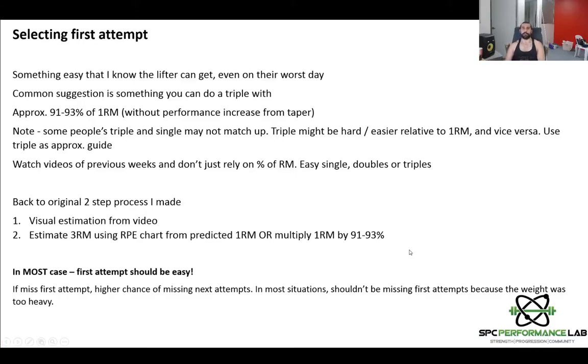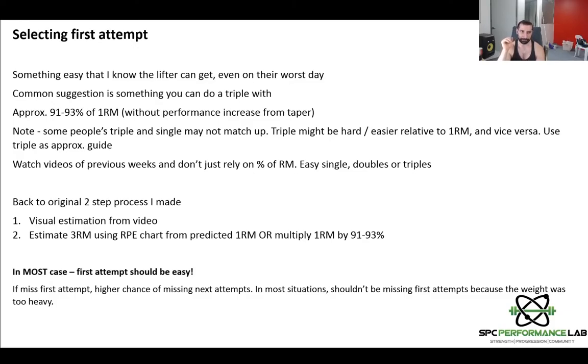Now, in terms of selecting the first attempt, I want to pick something that is easy and I know the lifter can get even on their worst day. So if they came in feeling horrible, sick, they broke up with their partner, they didn't get much sleep, I don't know, something went wrong. Even on their worst day, I want to pick a first attempt that I know they can hit.